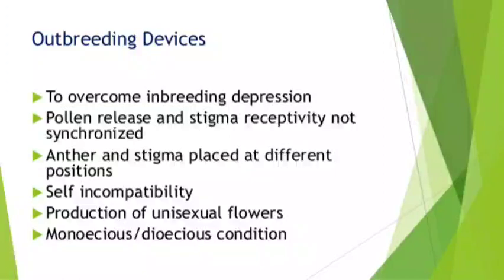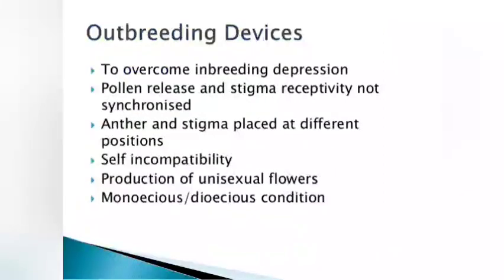This can be done by various mechanisms, like pollen release and stigma receptivity may not be synchronized. Anthers and stigma may not be placed at compatible positions. There may be self-incompatibility or production of unisexual flowers. We will take these conditions one by one, and see how the plant adopts these mechanisms.